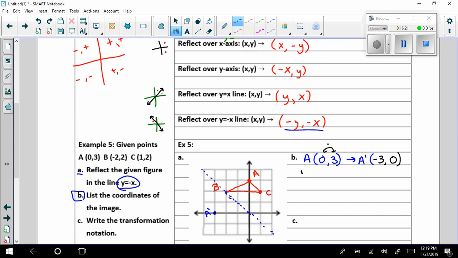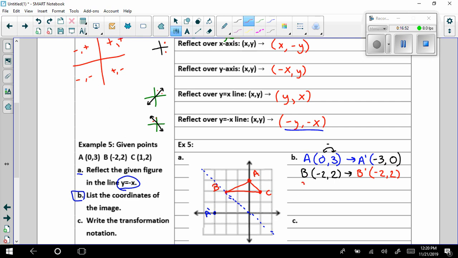Okay, so B prime, if B starts at negative 2, 2, again, we're switching and then making them negative. Well, they're already opposite signs, so when we switch them and then make them negative, look what happens. This 2 goes here and then becomes a negative 2. This 2 goes here and then becomes a positive 2. It's the exact same point, and B is on the line, so that makes sense.